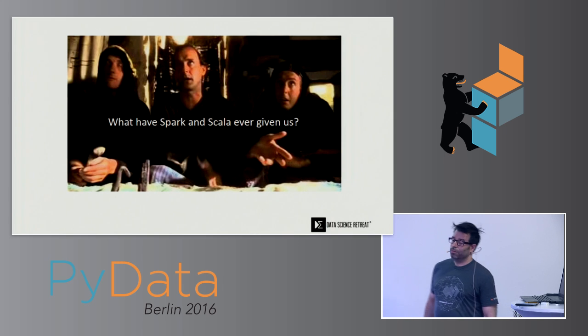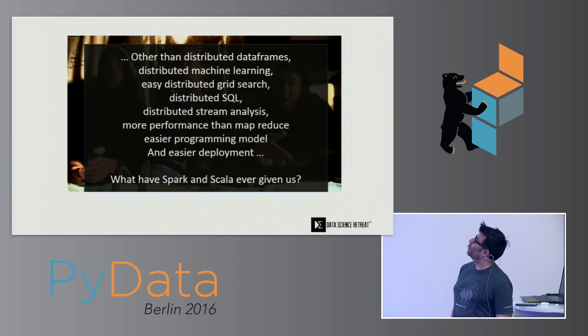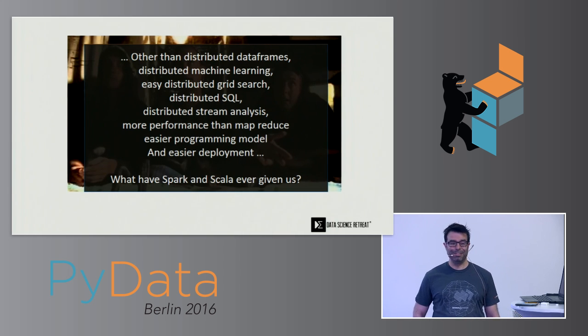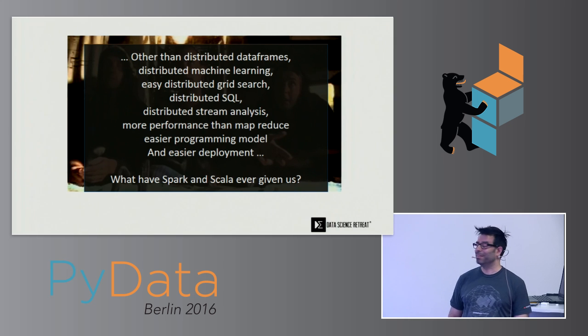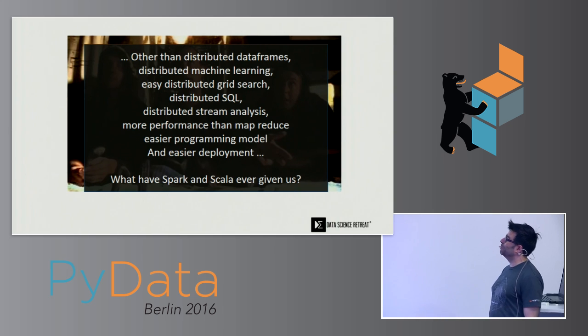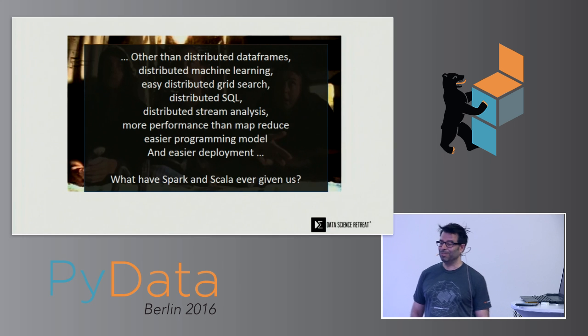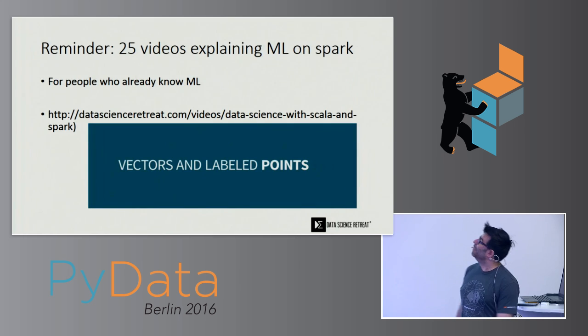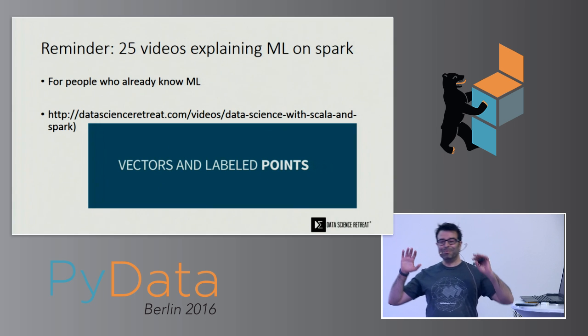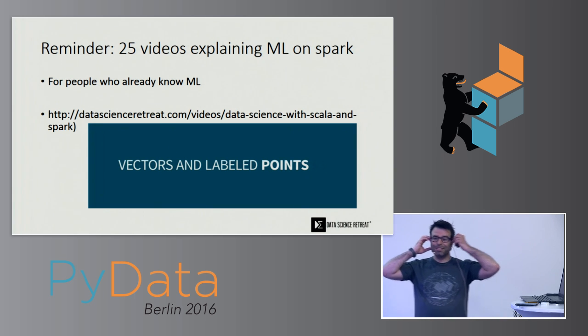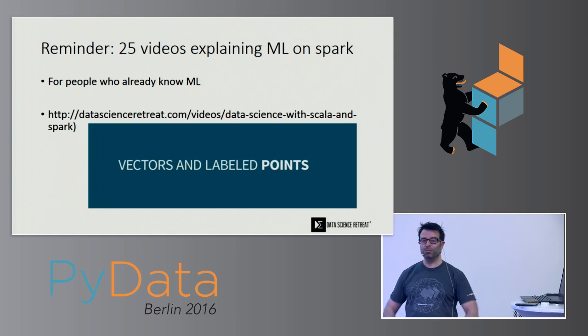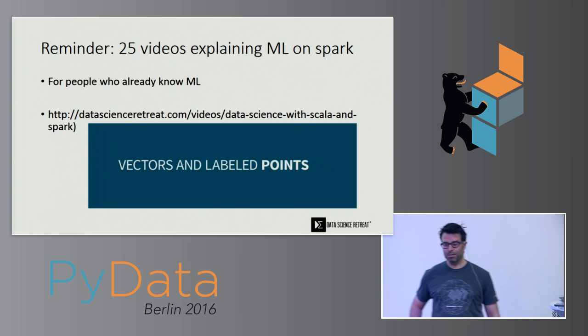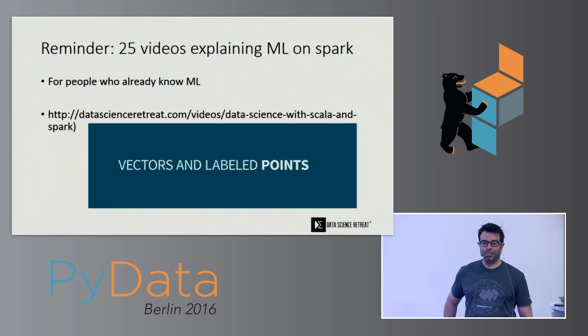Right, so what have Scala and Spark given us? Well, other than distributed datasets, distributed machine learning, being easier and cheaper to run than Hadoop, doing streams, and being easier to deploy, well, what have they given us? So, I said the superpower for this talk should be that you can say yes or maybe to somebody approaching you today to do a project with Scala and Spark, right? That is pretty ambitious.